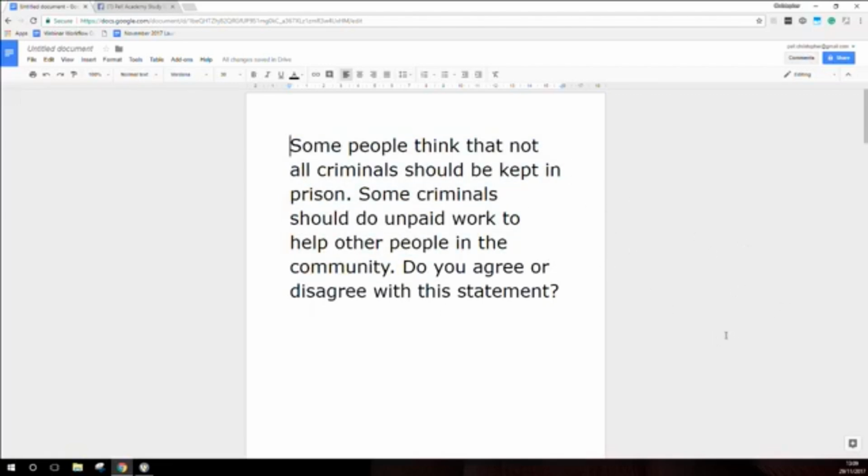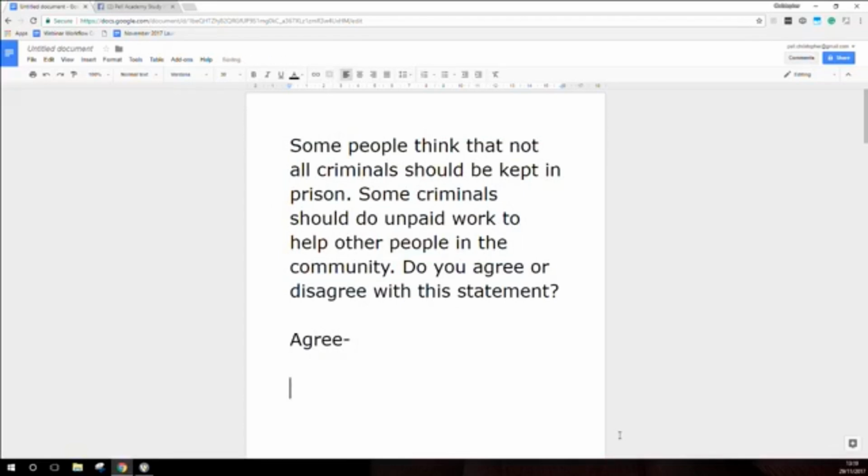But first of all, we have to take a side. So what I do here is think about why people would agree and why people would disagree. Not because I'm going to discuss both sides, but because I want to think of ideas for both sides so that I can pick the ones that are most relevant. So let's say I agree. What I'm going to do is ask myself a simple question: why would some people agree with this?